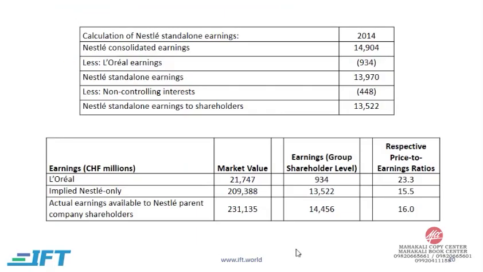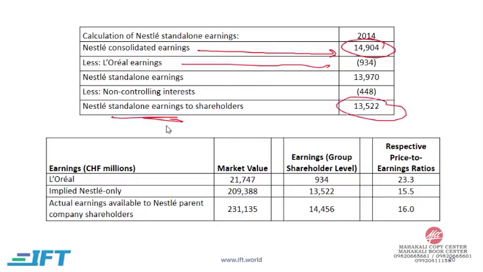The next step is to look at earnings. So for 2014, Nestle's consolidated earnings were this much. From that, we need to subtract L'Oreal's earnings, and then we also subtract any other non-controlling interest, and that leaves us with Nestle's standalone earnings to shareholders, which is this much. Now we are ready to find the price earnings ratio, both with and without the associate.